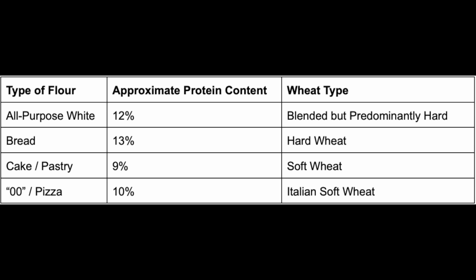Whereas soft wheat has lower gluten than hard wheat. It means it's better for more delicate things like pastries and cakes. It also has a smaller grain size, which means it feels a lot smoother and more powdery, whereas hard wheat feels a lot more granular.